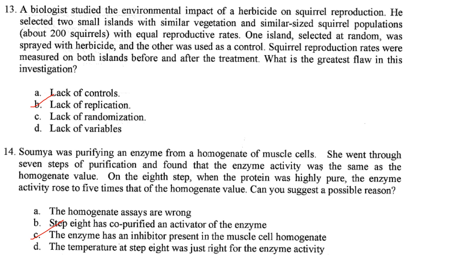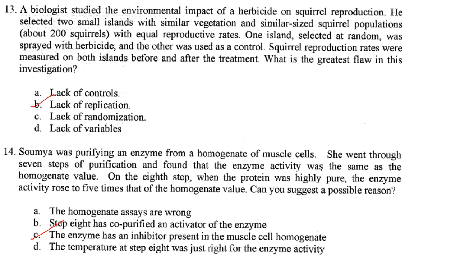First option, lack of controls. They have already told in the question that he has used a control. Lack of replication. That has not been mentioned in the question. So that must be the answer. Lack of randomization. That has also been done. And lack of variables. Reproduction rate is a variable. So that is also not the correct answer. So the answer here is option B.